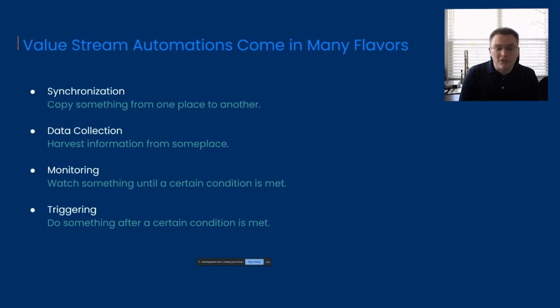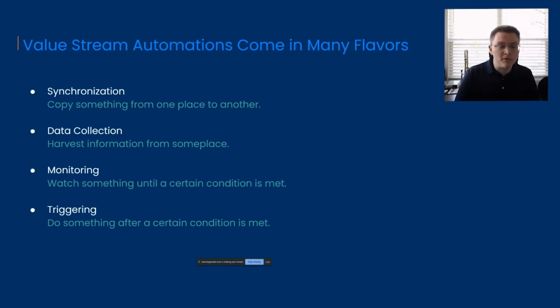Now let's go further and talk about the different types of automation that exist, especially in the value stream. Whenever we take a step back and look at all the different things that can happen across the value stream, we can start to identify different practices, different methods of automating between different tools.